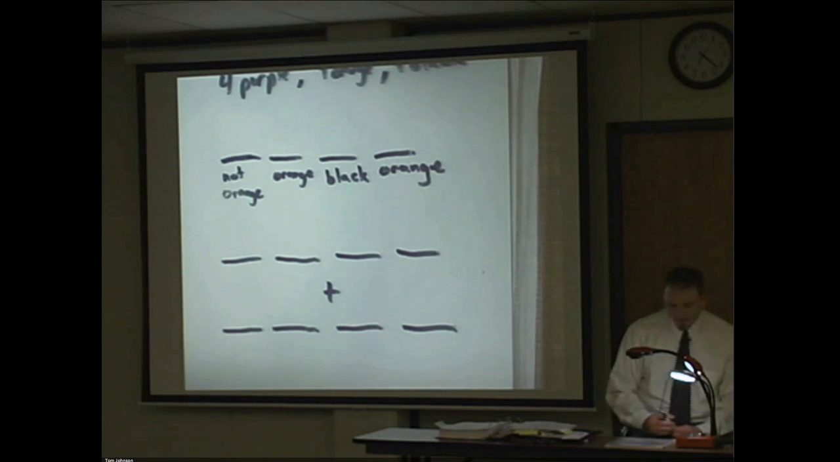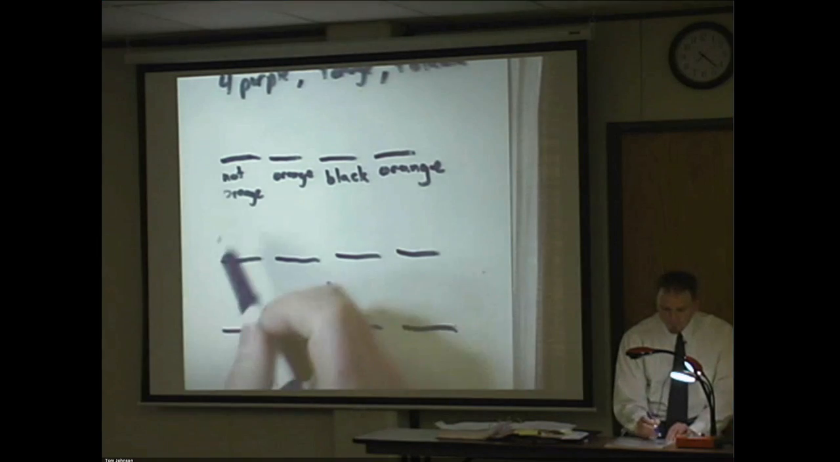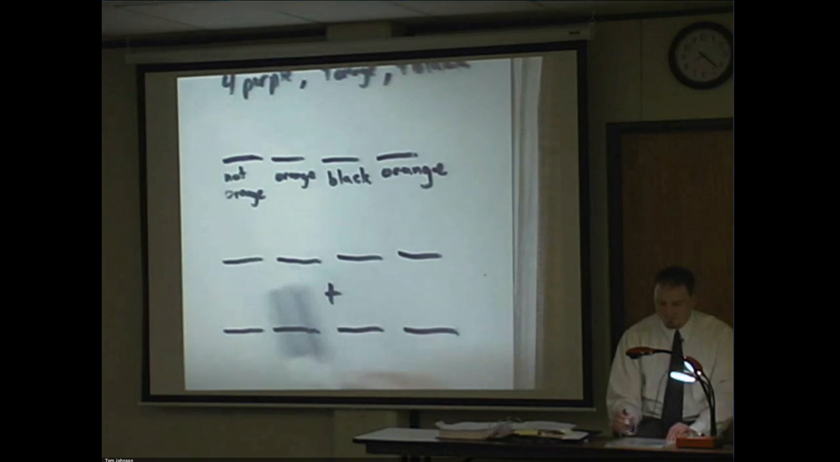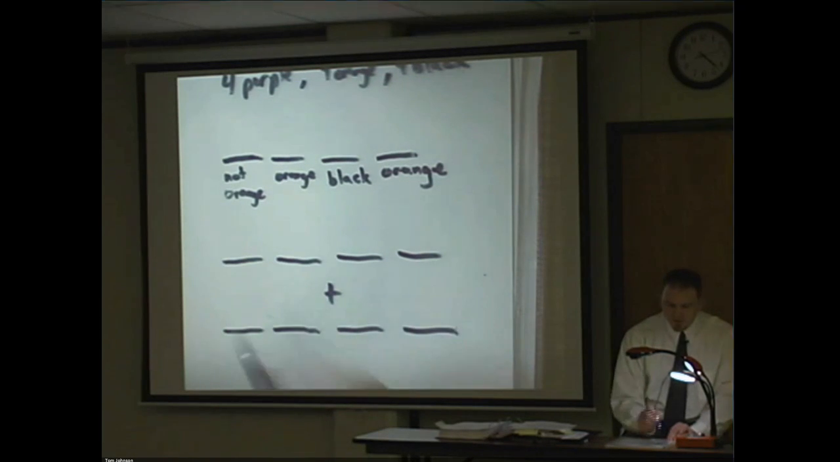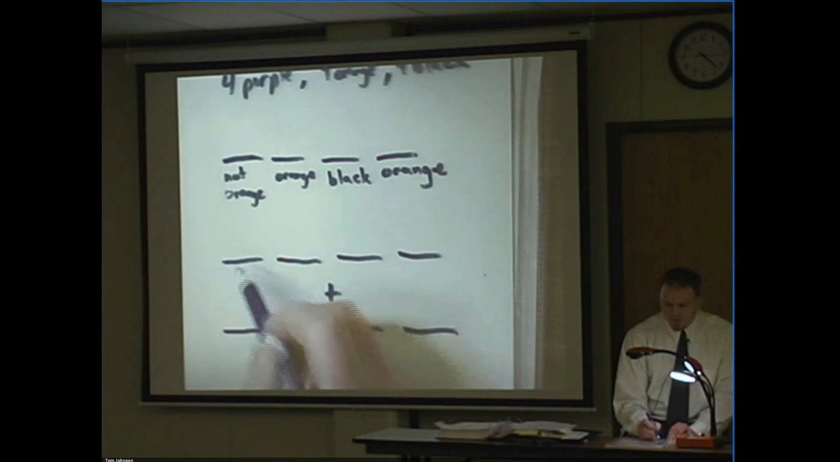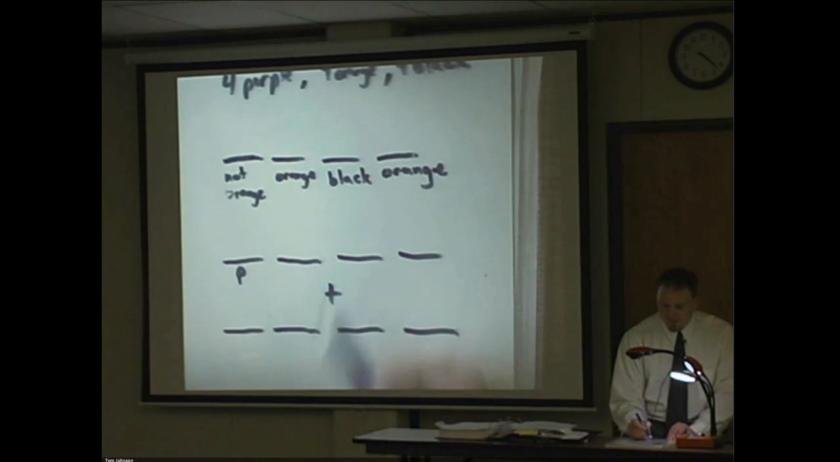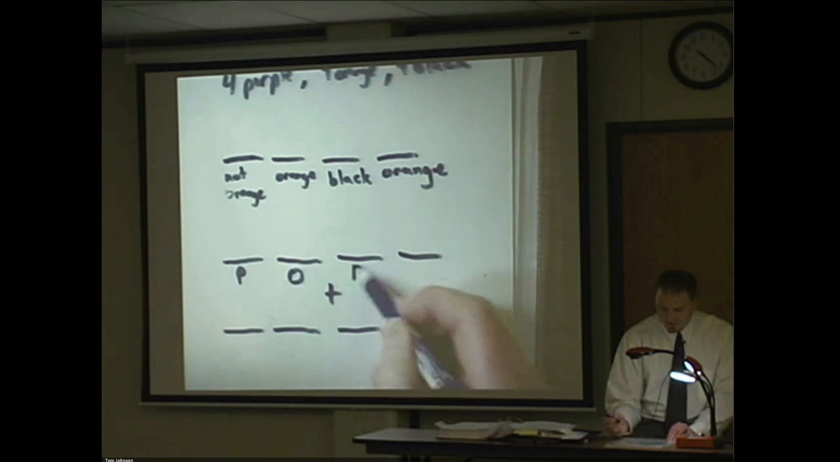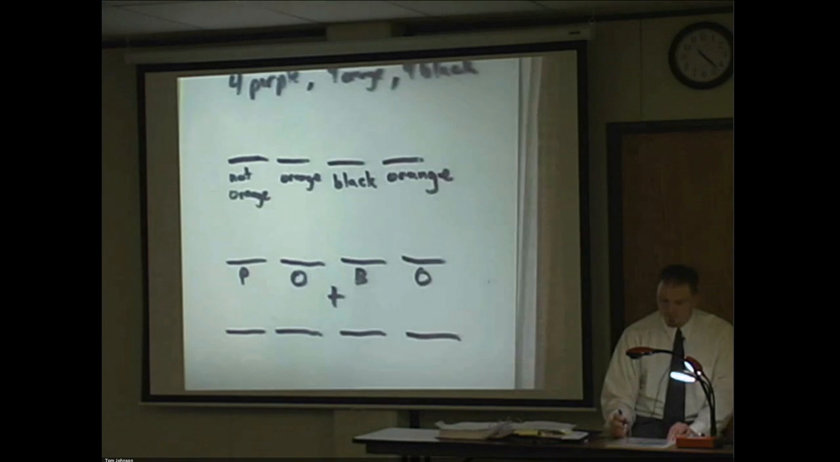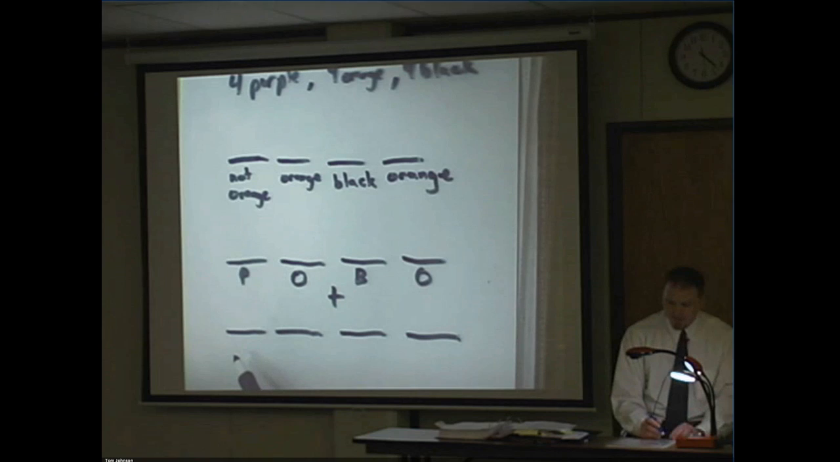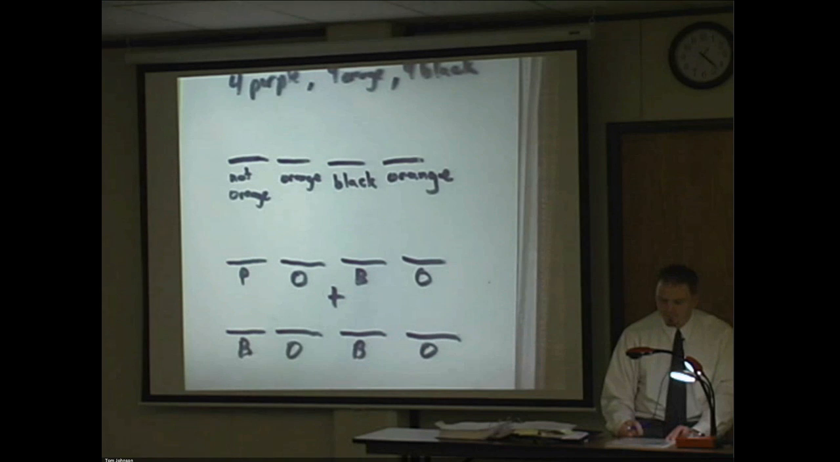So, again, I'm going to abbreviate down underneath here. So the not orange, for this one, I'm going to say this is purple. Then the next one is orange, then black, then orange. For this one down here, our other choice for not orange is going to be black, orange, black, orange. Okay?